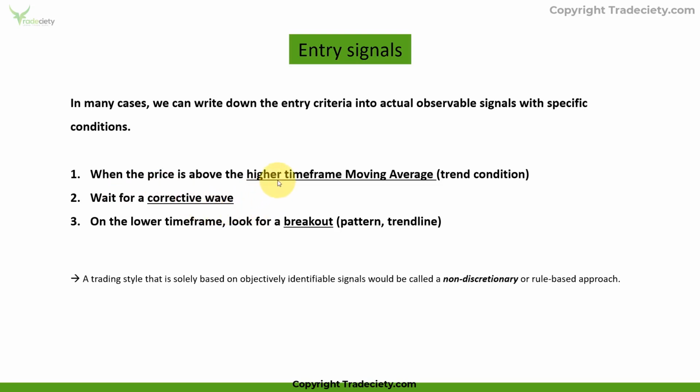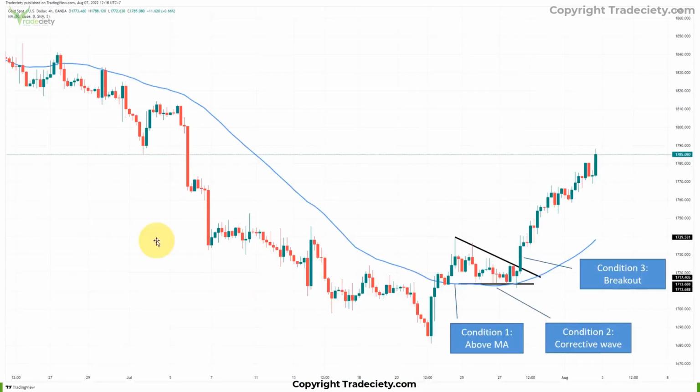We want to see the market pull back a little bit, give us a better price. And then during the corrective wave on the lower time frames, we could look for a breakout into the next impulsive wave. And that could then look something like this, right? We are coming from a downtrend, we roll over. Condition 1, we are above the moving average. Condition 2, we have the corrective wave back into the moving average. Condition 3, we have the breakout into the new trend wave.